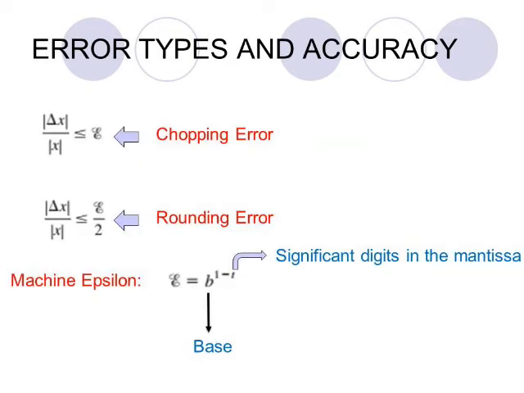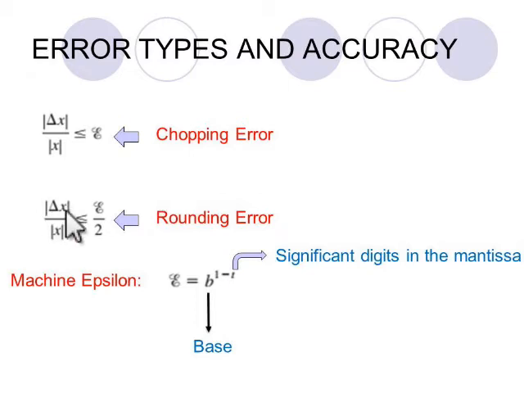Okay, these are the two different types of errors. So you can evaluate the chopping error: delta x divided by x. Here x is the nominal or actual value of the number, and delta x is the increment between the two values in a computer system, which is considered the chopping error.